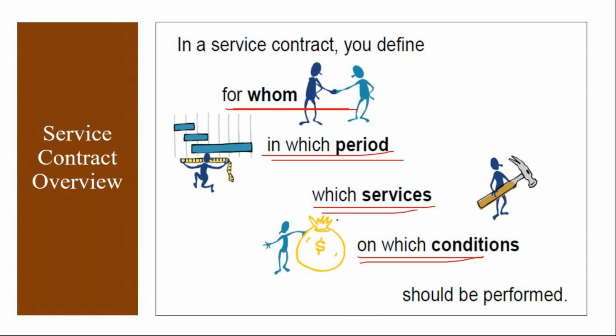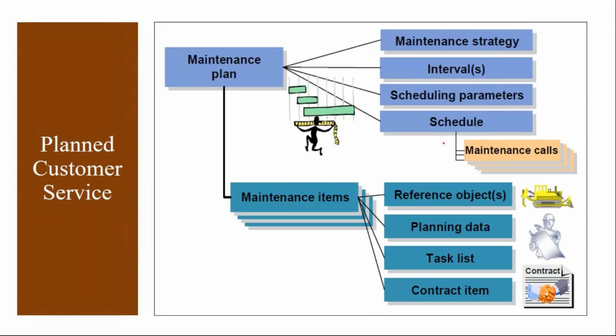Okay, all those things you define in the contract, the service contract. This is from sales. We will create this service contract, and using this you will generate the orders or notifications, as we will see. Okay, this is the one.